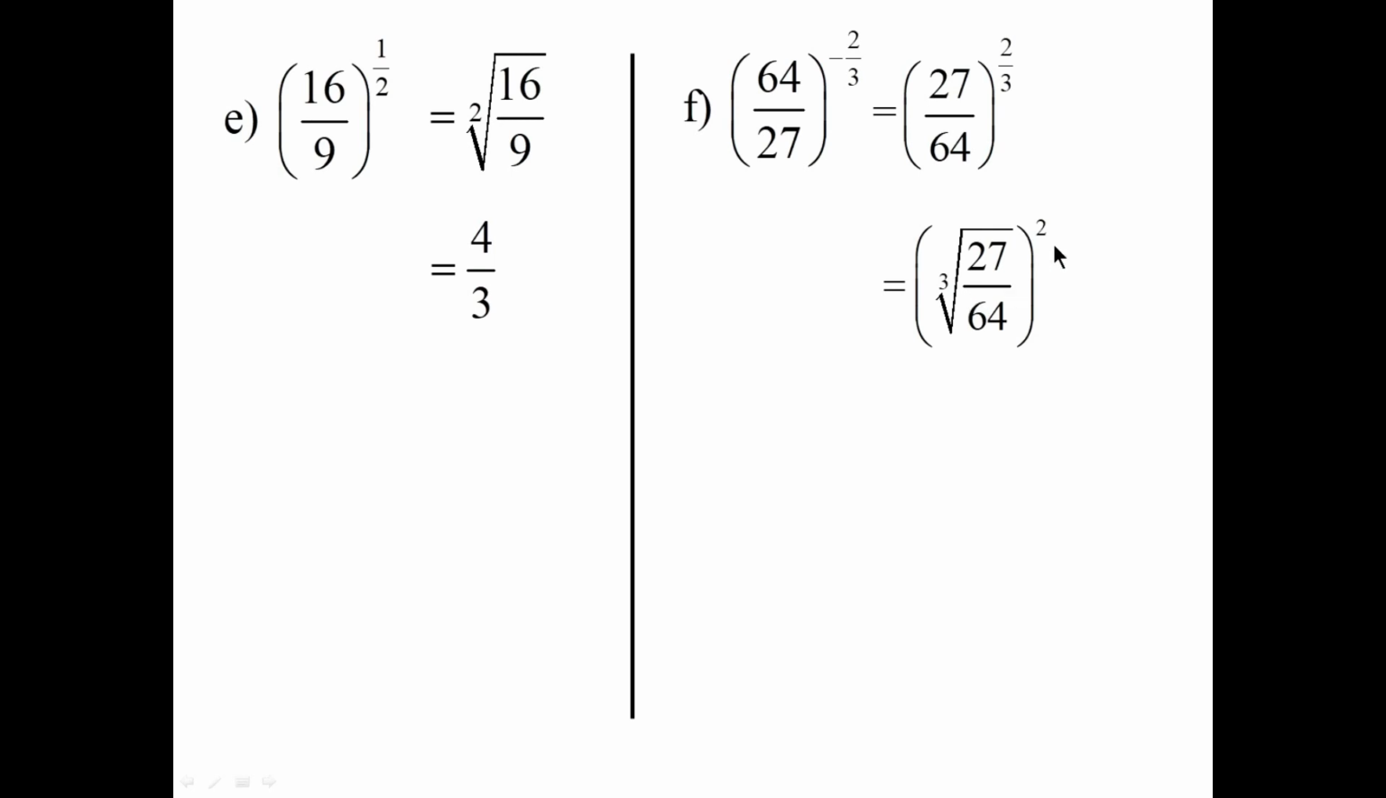Third root of the whole thing. Now the third root of that fraction is the third root of 27, which is 3, and the third root of 64, which is 4, and it's all to be squared, so square the top and square the bottom. There's our 9 over 16, as predicted.